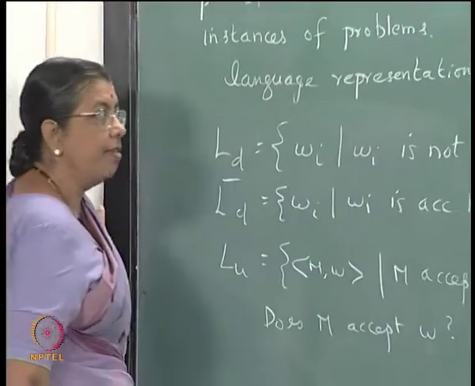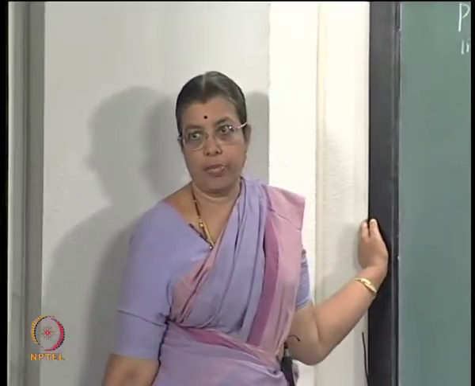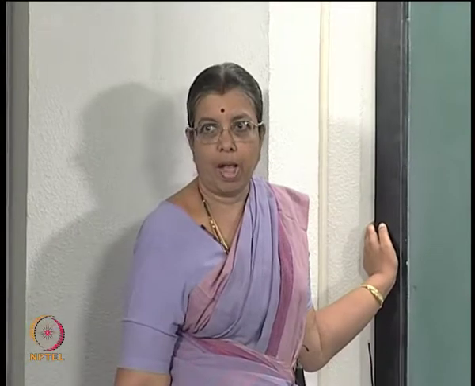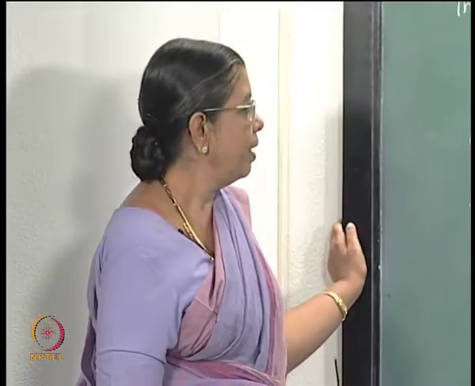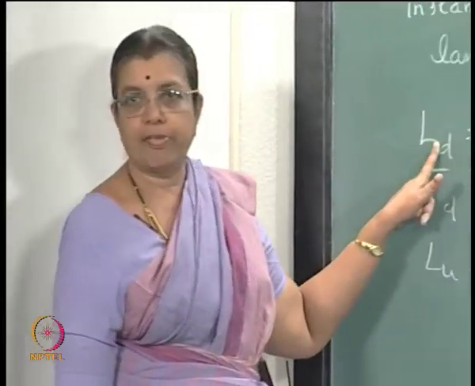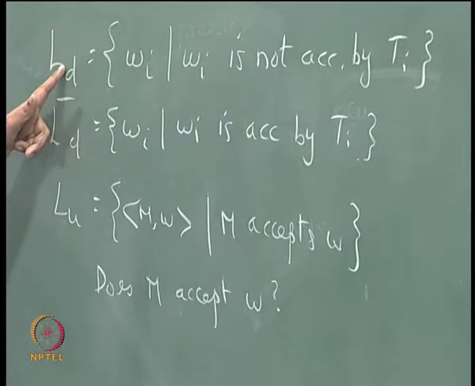Now, we have seen two ways of proving the halting problem. Almost similar idea, but in one we showed that if the halting problem were decidable, then you will have a Turing machine for LD, right? That is not correct.